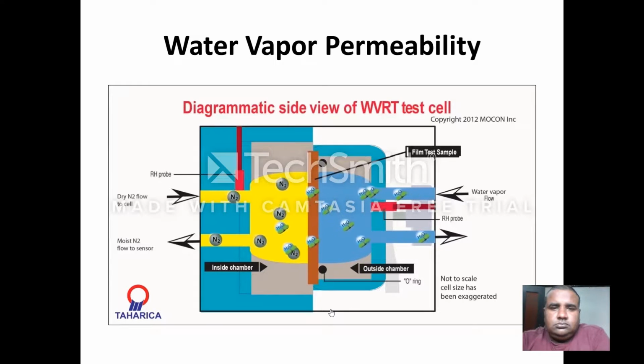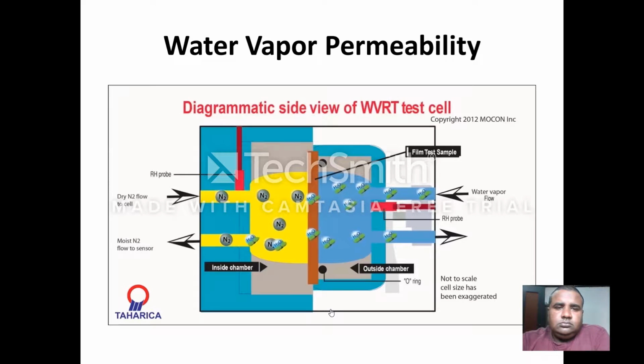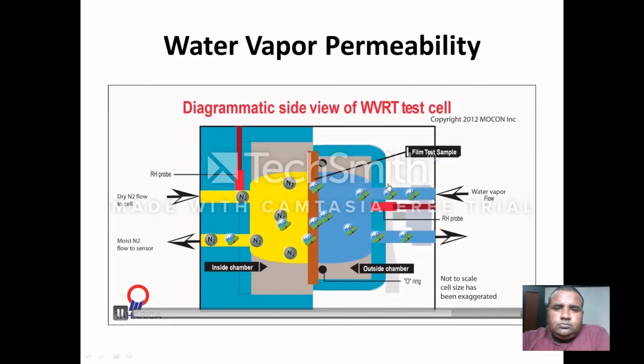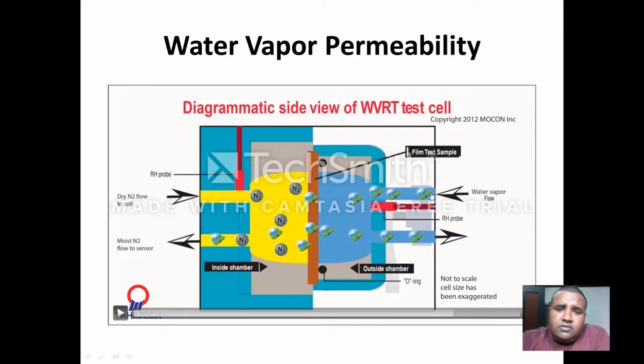A pulse-modulated infrared detector is used to measure the amount of water vapor in the nitrogen carrier stream. The WVTR is calculated from this. So this is a hi-fi method. You can see here there is a transfer of the water molecules, and this is the test material.